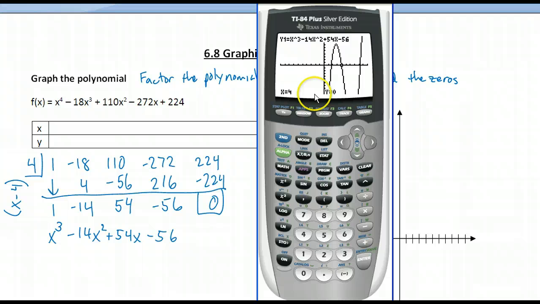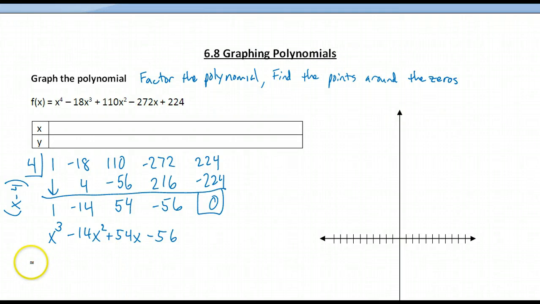4. Yep, 4 is a 0. And if I try 8, 8's not quite right either. It looks like it's about 8.3 still, but it's not exactly 8.3. It's close. So I'm going to have to use 4. 4 is the only integer 0 that I have. So I'm going to synthetically divide by 4.